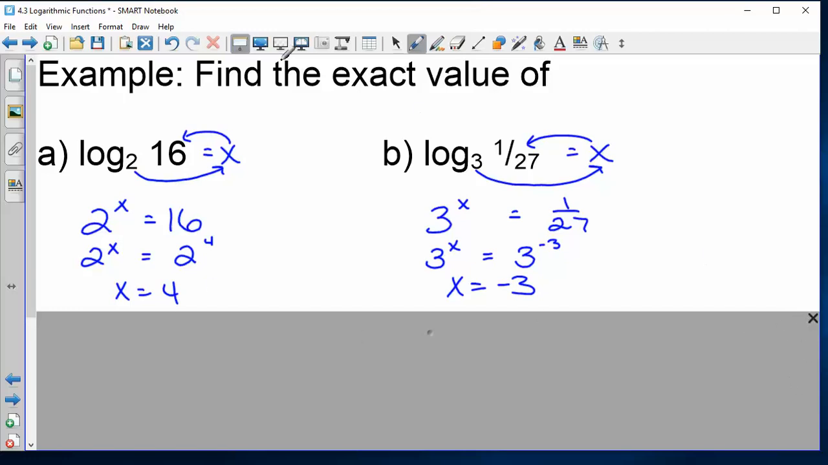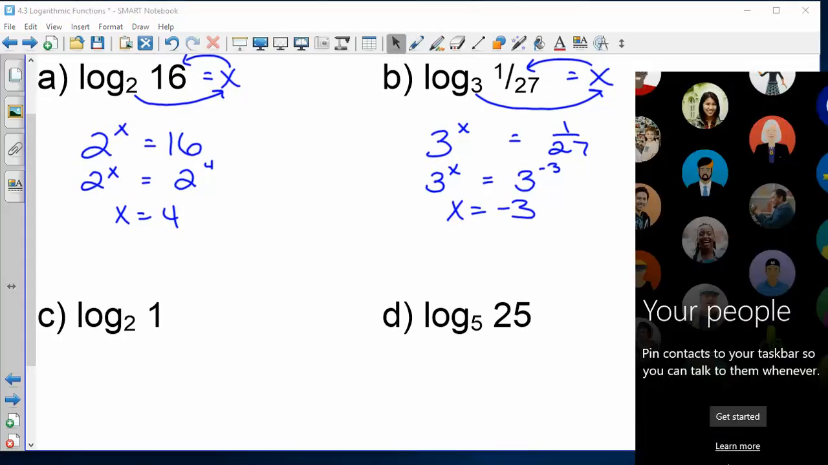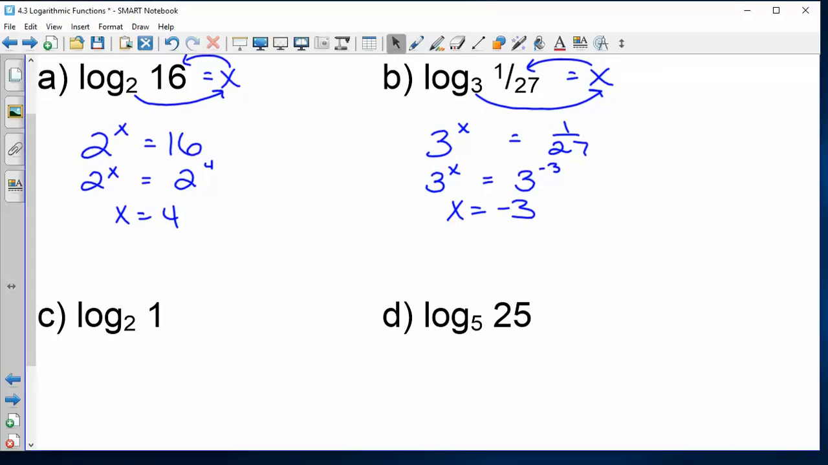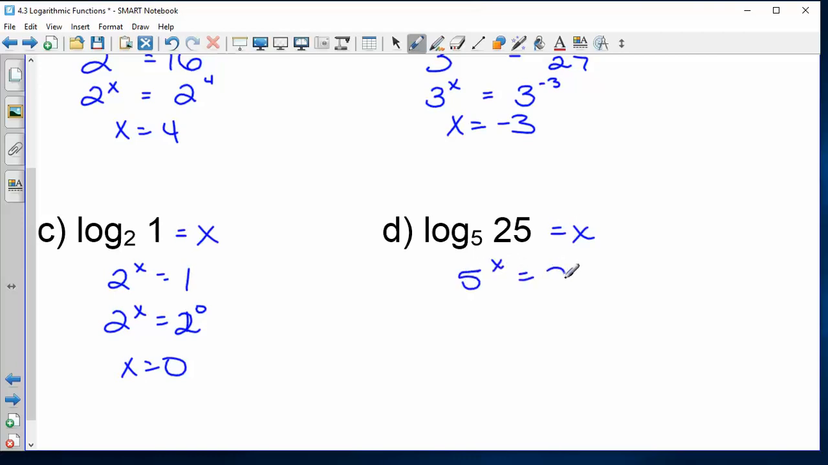I want you guys to try a couple of those. So C, 2 to what power equals 1? 0. You can do the definition if you need to, and you get the same thing. And D, 5 to what power equals 25? 2. So again, you might have to work it out. You just have to do whatever you need to be able to see the answer.